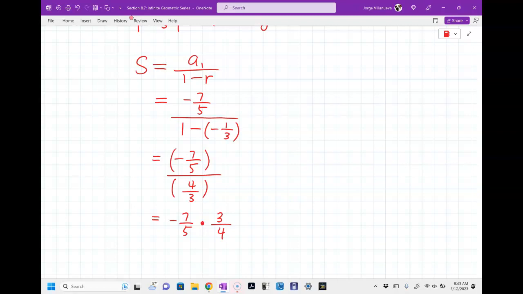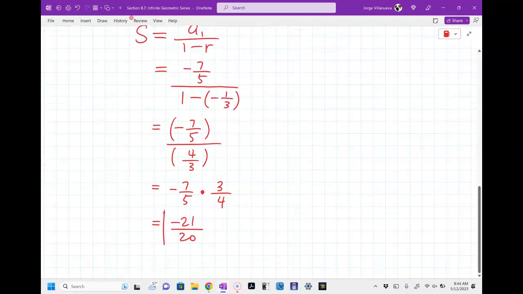Okay, I can't simplify anything. I can't cross cancel or anything. So that's going to be a negative 21 over 20. That's my sum right here. That's what it adds up to. Negative 21 over 20.